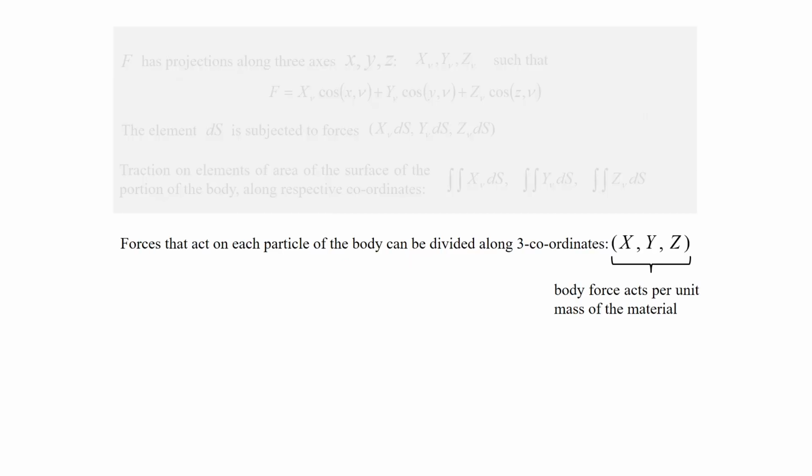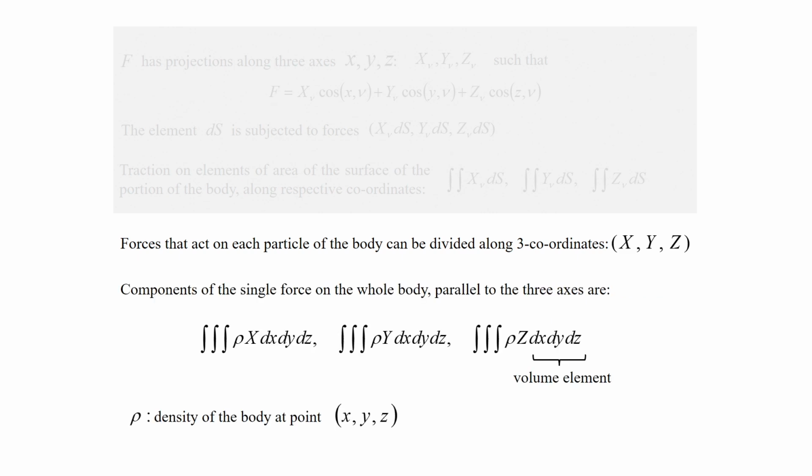So, the force on each particular body can be divided along these three coordinates x, y, z. So, these are the body forces per unit mass of the material. So, the total body force that acts on this whole body along these three axes can be represented as rho capital X into dx dy dz. Here capital X means the body force that acts per unit mass of this particular body. So, rho into X into dx dy dz, and rho into Y into dx dy dz, like that.